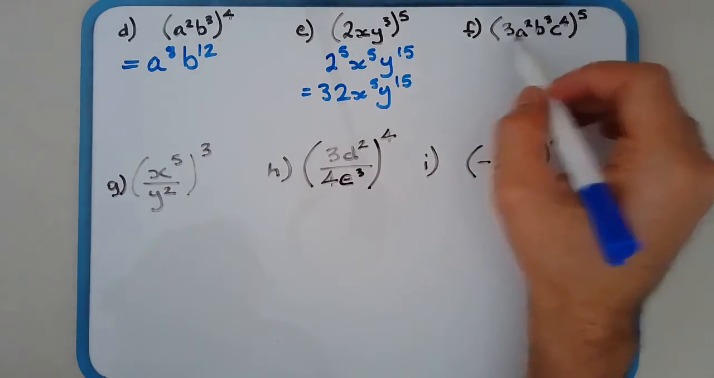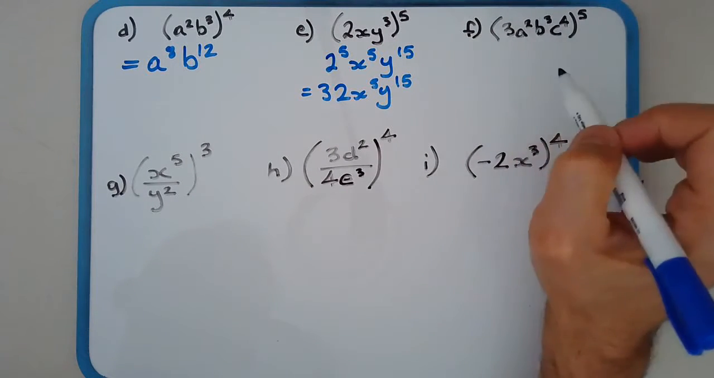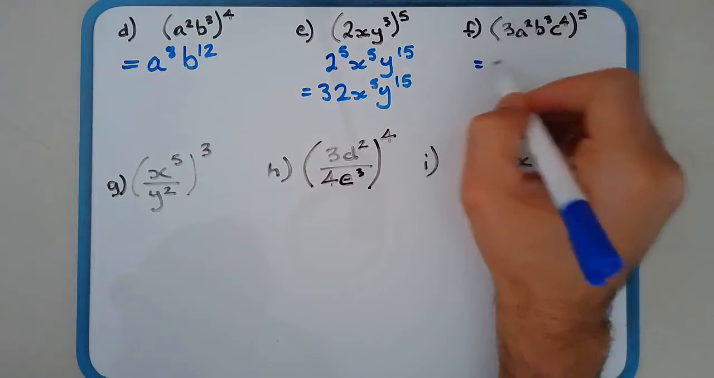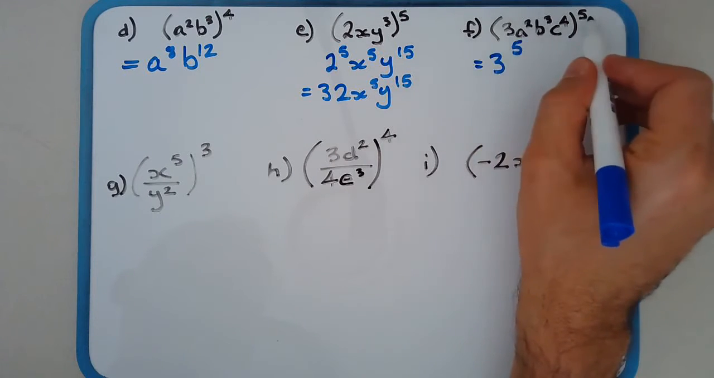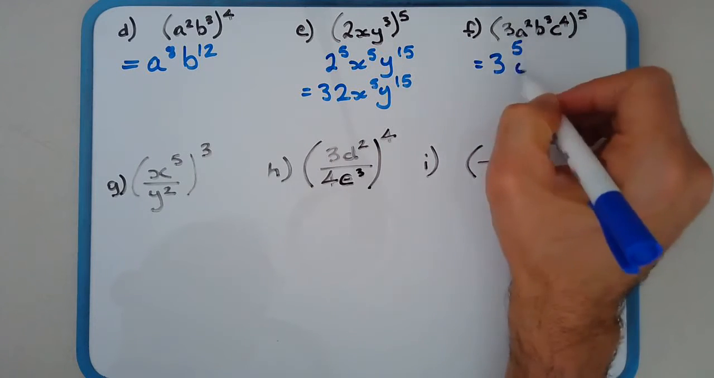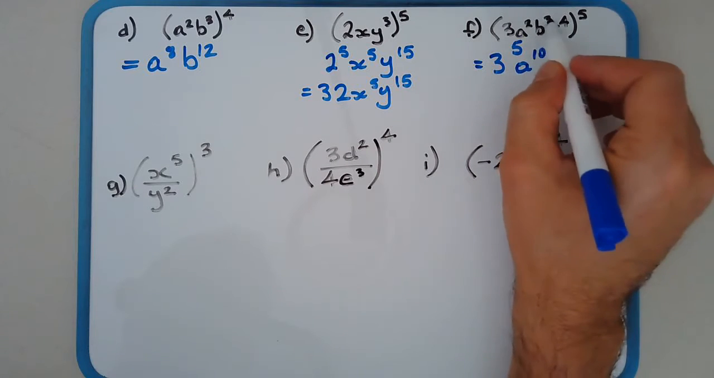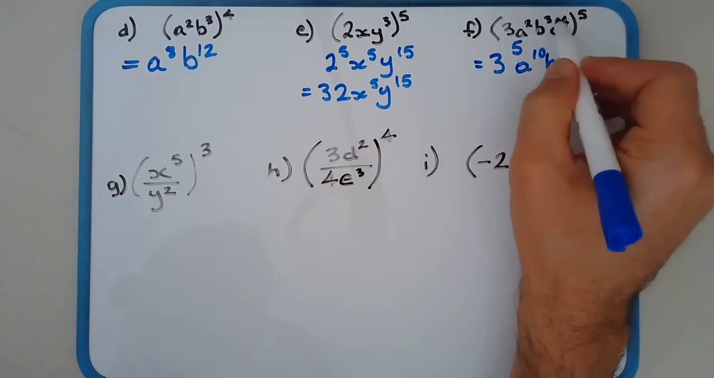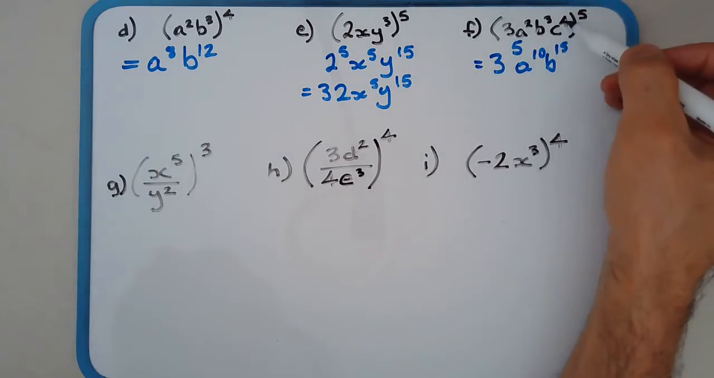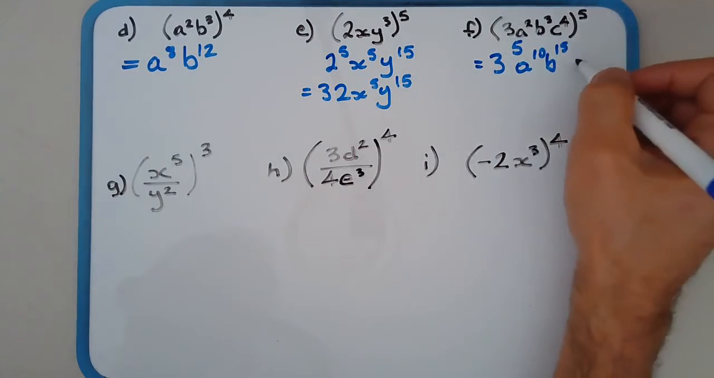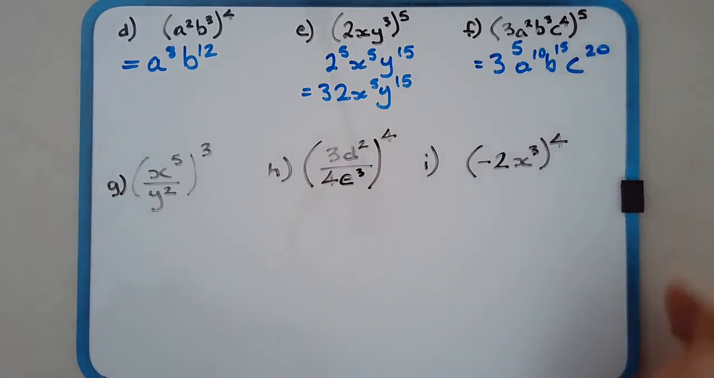Part F. Okay, this time now there's 4 terms. 3 to the power of 5. a squared to the power of 5, 2 times 5 is 10. b cubed to the power of 5, 3 times 5 is 15. c to the power of 4, all to the power of 5. That's c to the power of 20.